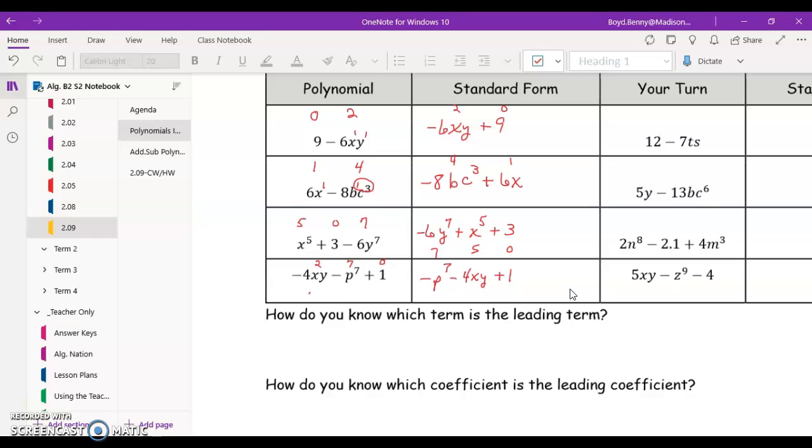Again, let's look at those degrees. 7, 2, and 0. Descending. Greatest to smallest. Okay? Pause the video. I would like for you to complete the your turn problems and then answer the 2 questions down below.